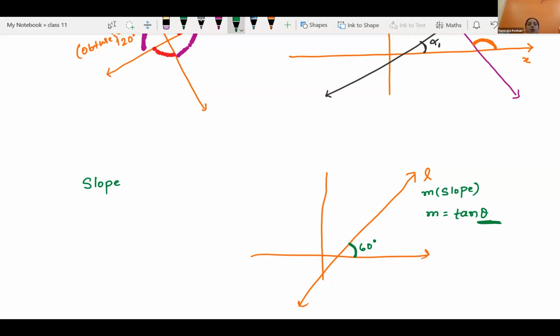This angle is nothing but the angle made with the positive direction of the x-axis. Basically we are trying to check how much the line is inclined. Is it inclined too much with the x-axis, or this much, or this much? That's called the slope of the line. Making sense, Mariam?